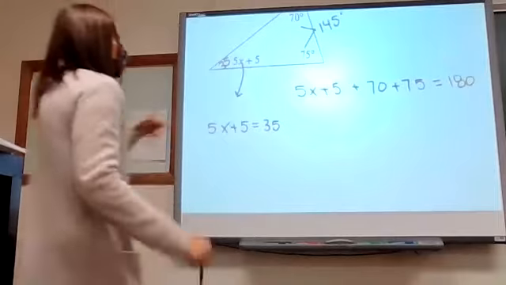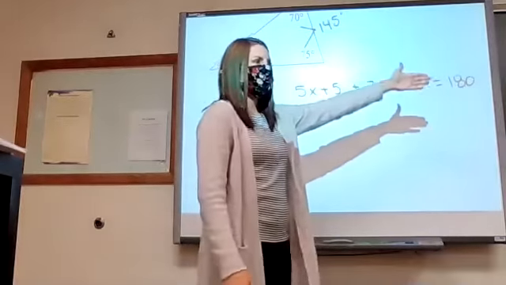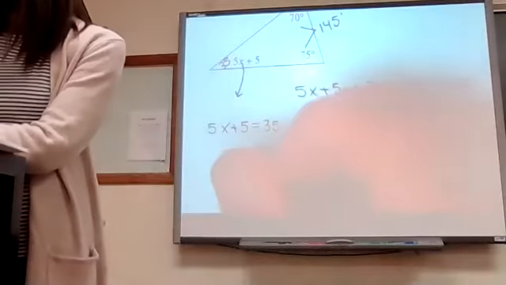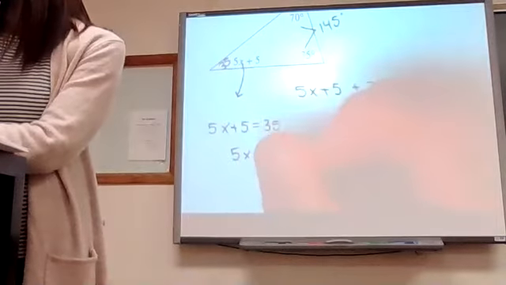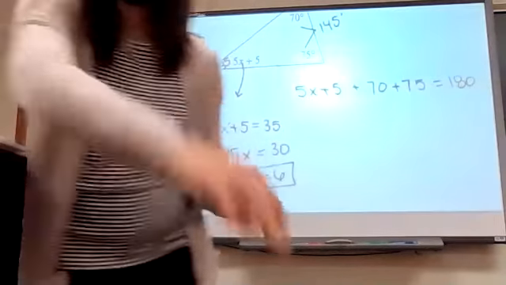And it's not always possible to do this. Like I could have x in all of my angles, in which case I'd have to write it out as all 3 angles add up to 180. But here I kind of have some choices. So then I subtract 5 and I get 5x equals 30 and divide by 5 and I get x equals 6.